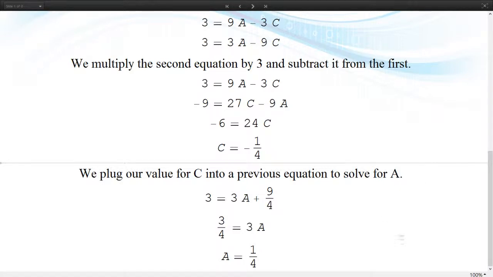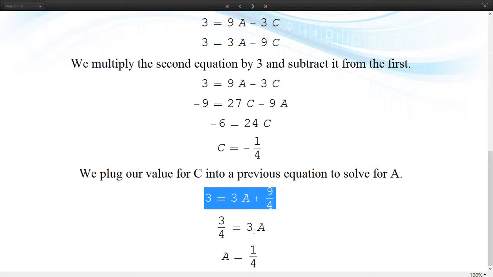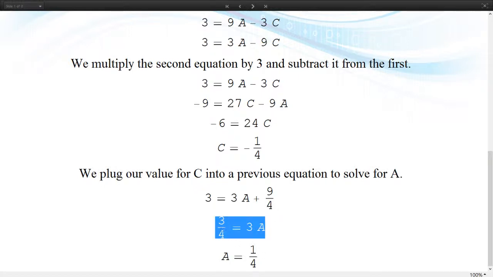We plug this value of c into any one of our previous equations with a and c. It looks like I chose this one. So we plug c into that equation and we get this equation. And then we subtract 9/4 from both sides. 3 is of course 12/4. 12/4 minus 9/4 is 3/4. Divide both sides by 3, we get a is 1/4.